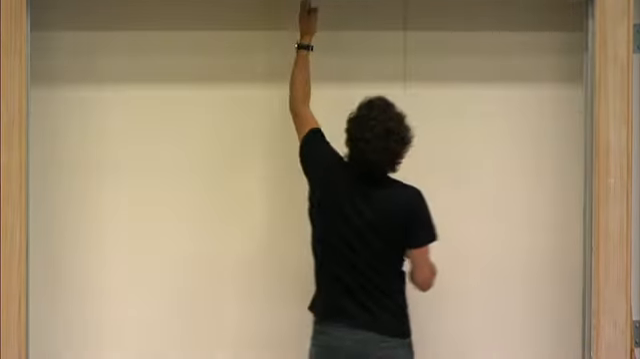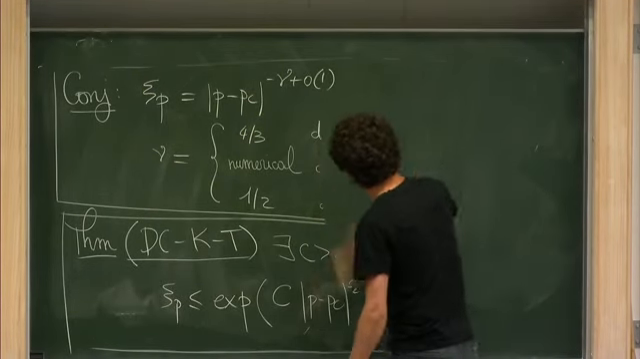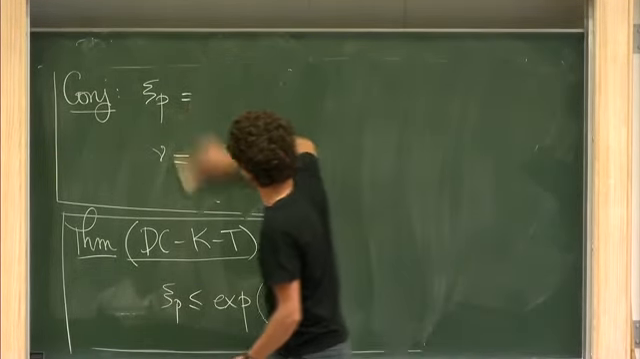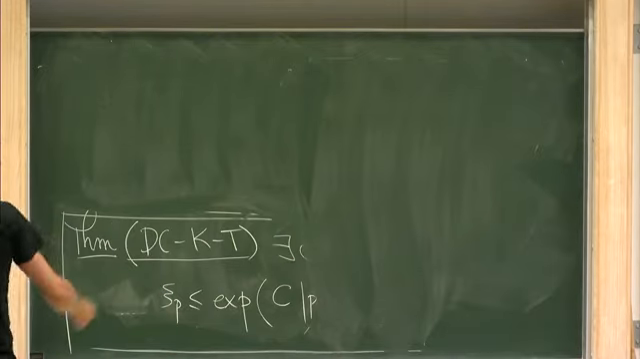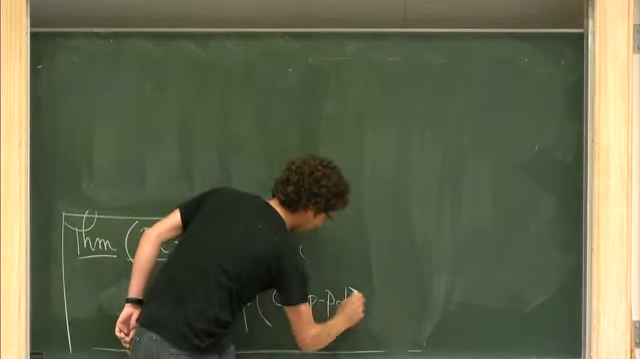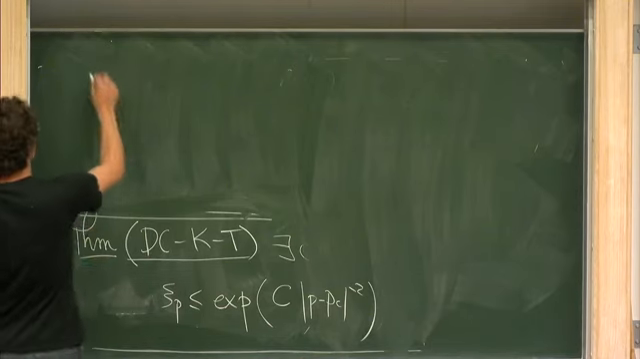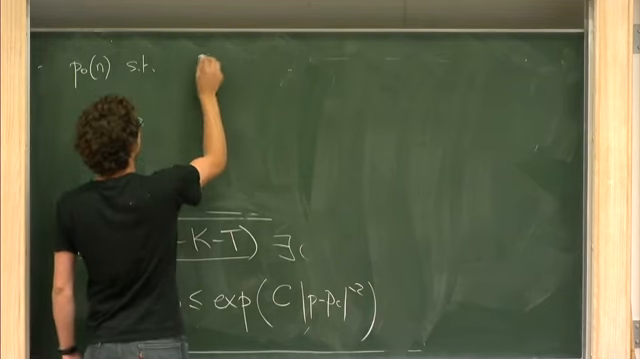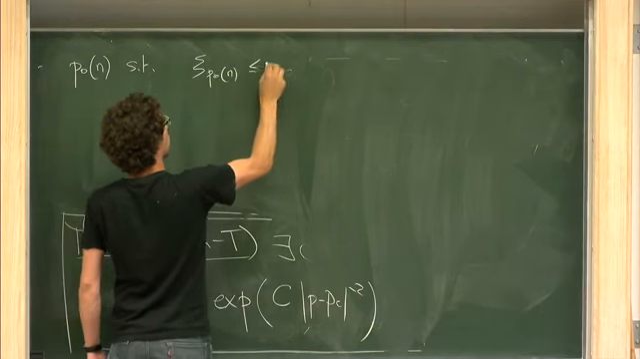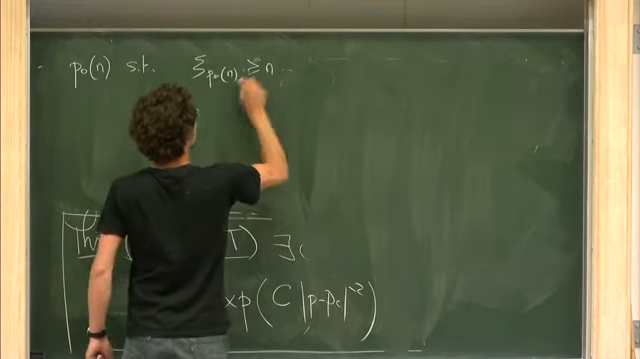Okay, so there are going to be a few steps. What we want to prove, so if I want to prove this bound, I need what? Another way of proving that is saying if I take a box, if I take P0 of n, such that psi of P0 of n is smaller or equal to n. So I take a P for which I know that the correlation length is larger or equal to n.